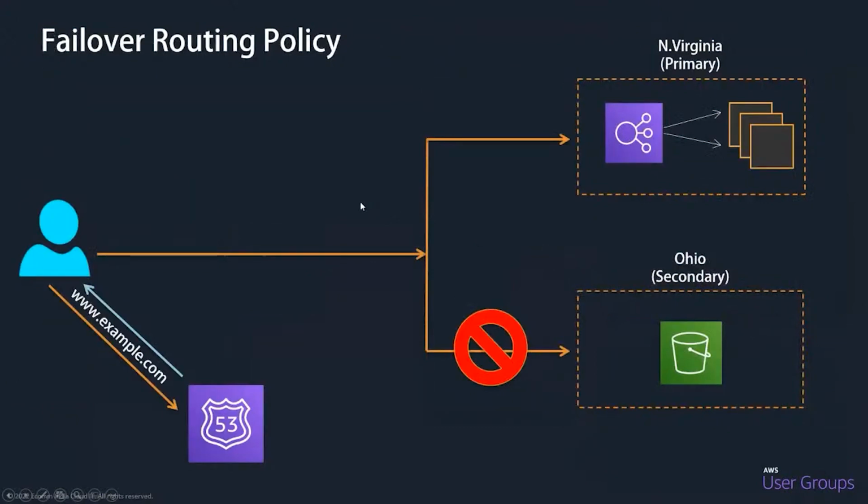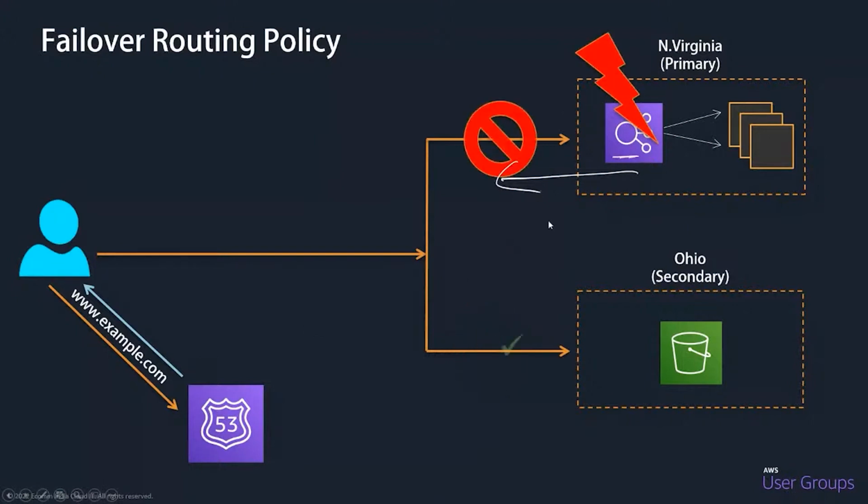And then the final one is failover routing policy. Failover routing policy is where you have something called an active, which is primary, and then you have a standby, which is secondary. Your Route 53 will always return the IP address of primary. Whenever someone queries for it, it will always return the IP address of primary, unless of course something happens to the primary, then it will stop returning the IP address of primary and it will start returning the IP address of your secondary.